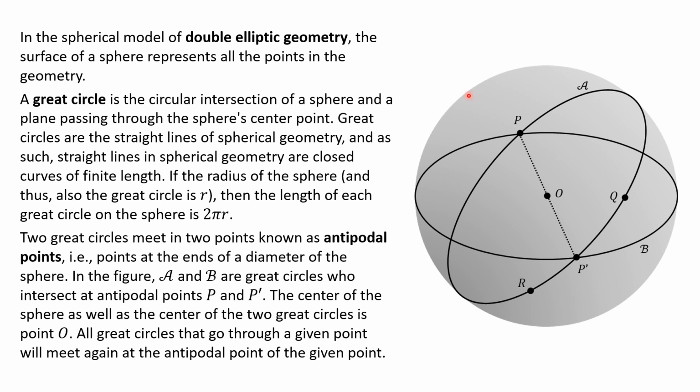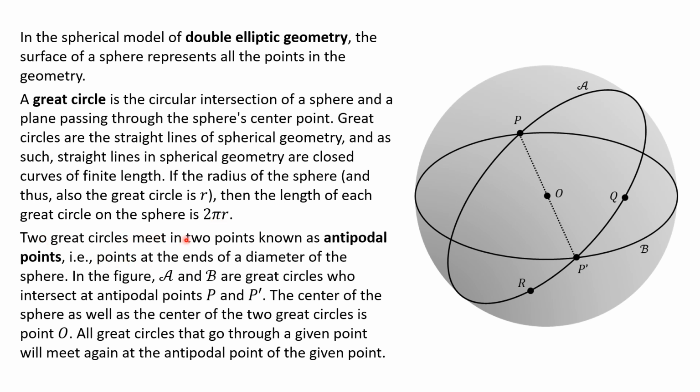They're still circles, but they're not representing straight lines in this model. The straight lines, being great circles, are closed curves of finite length. If the radius of the sphere, and thus the radius of each great circle, is r, then each great circle, and therefore each straight line, is of length 2 pi r.